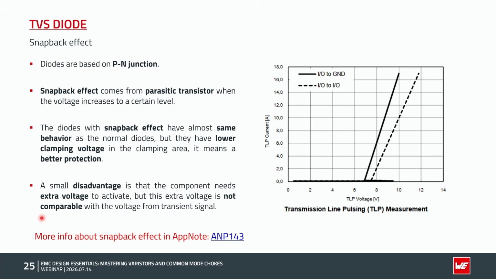As a result, the diode remains in the leakage region even though the voltage across its terminals has already reached the breakdown voltage. However, when the voltage reaches a certain critical point, the parasitic transistor effect will disappear, and the diode starts to behave like a normal diode again. In addition, as you can see in the graph, at the same current level, diodes with snapback have always lower clamping voltage, which means a better protection. The only disadvantage is that the diode needs an extra voltage to become active, but this voltage is negligible compared to the voltage during a transient pulse event.